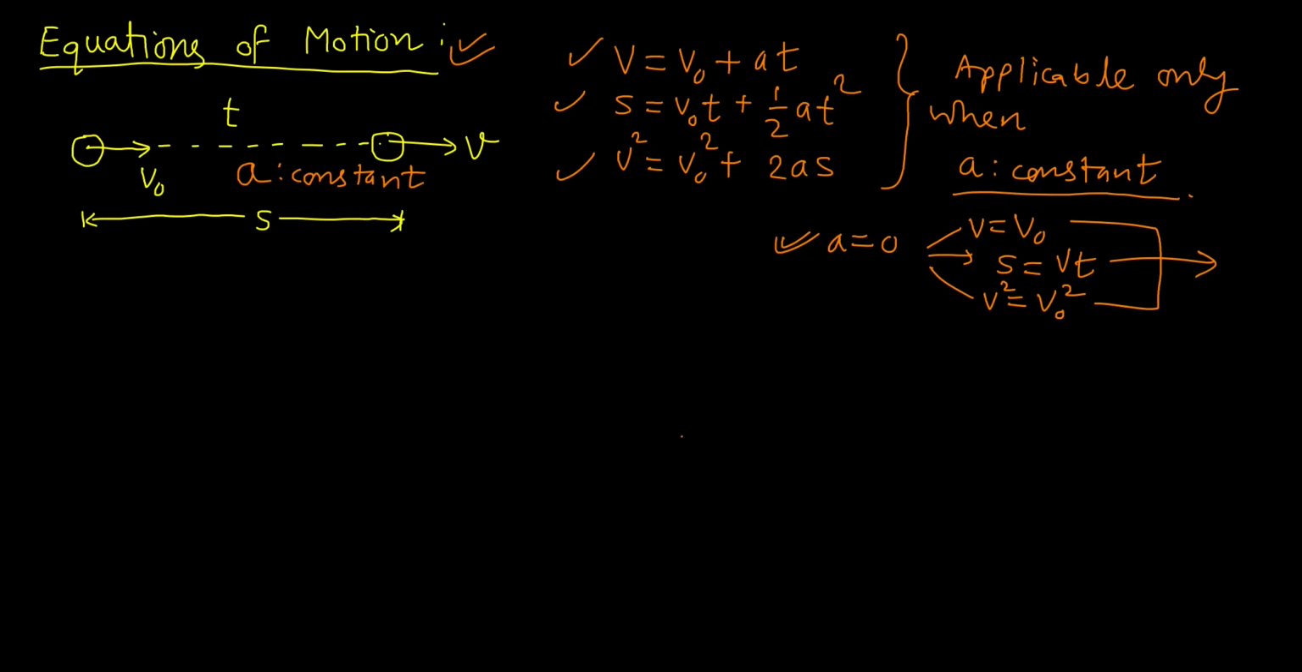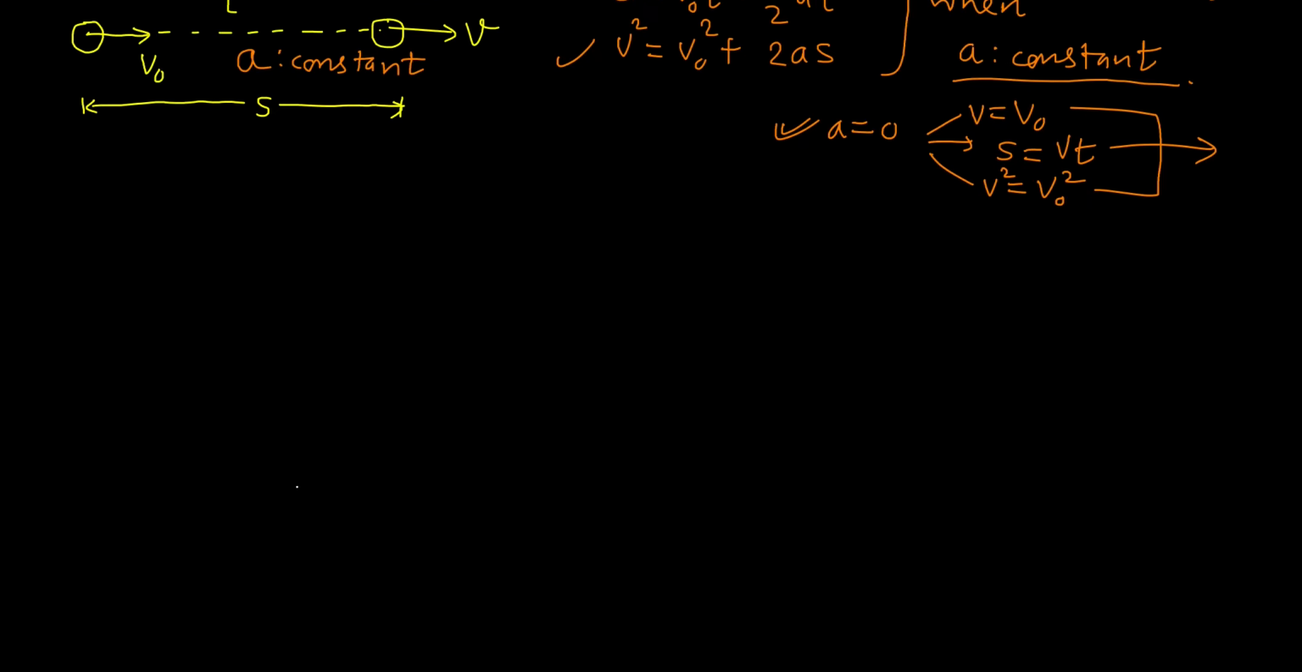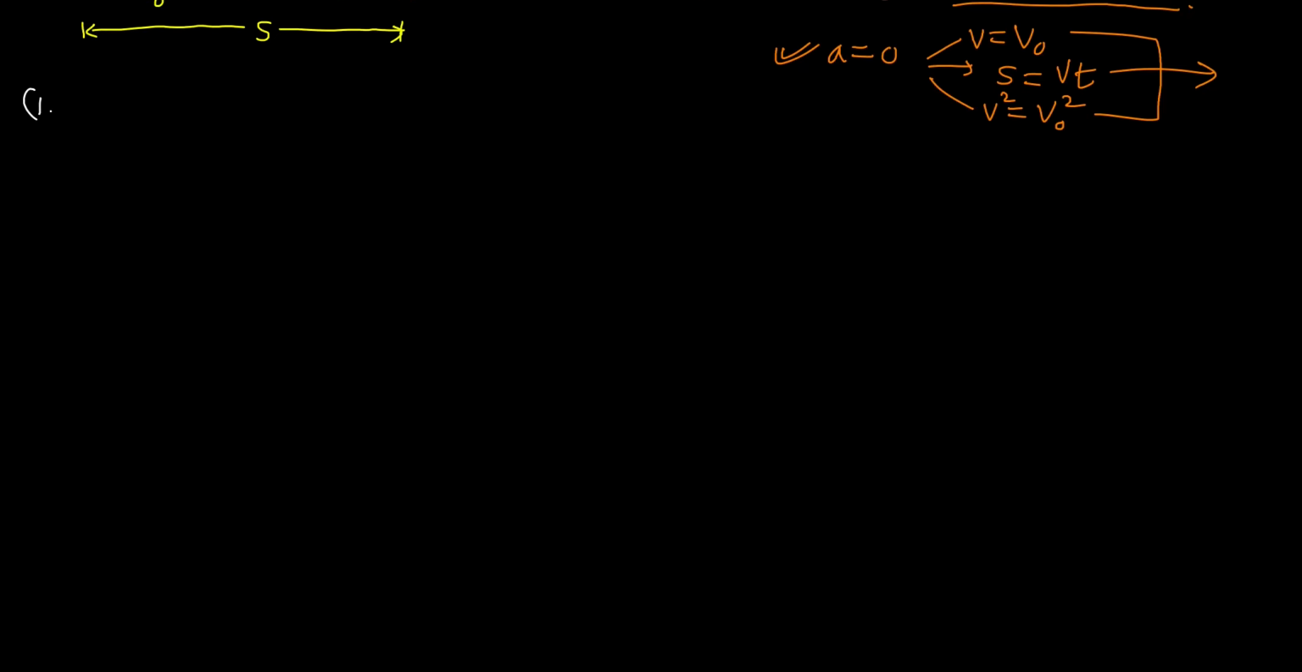Okay, so without any delay, let's start and see how to derive these equations of motion, and we will also see there are three different ways through which we can derive these equations. So let's start with the first equation. The first equation is v equals v naught plus a into t. So let's see the first way to derive this.